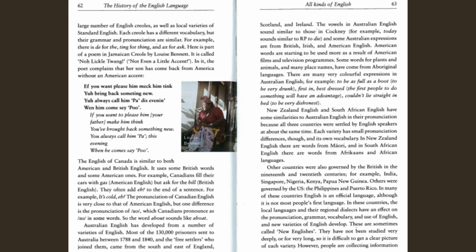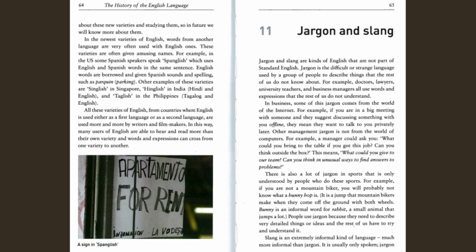They have not been studied very deeply or for very long, so it is difficult to get a clear picture of each variety. However, people are collecting information about these new varieties and studying them, so in future we will know more about them. In the newest varieties of English, words from another language are very often used with English ones. These varieties are often given amusing names.